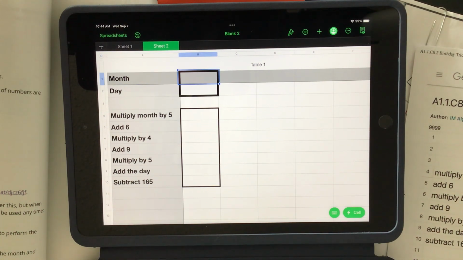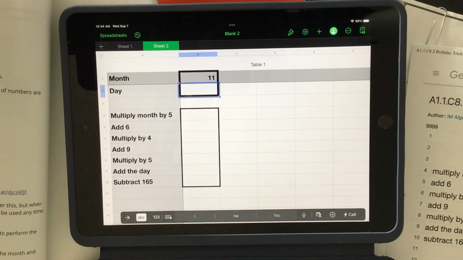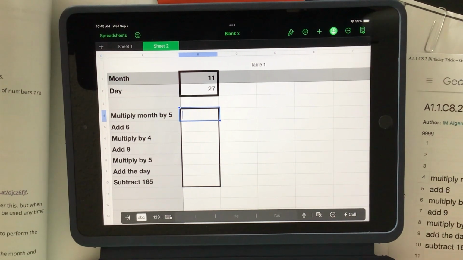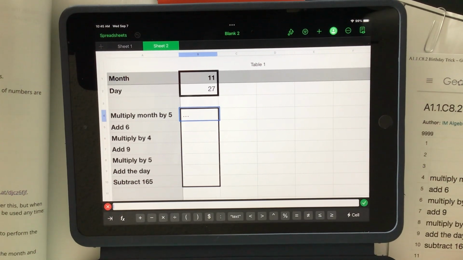All right, so let's say today is November 27th. What formula would I type in when it says multiply month by 5? Now obviously I know that's 55, but let's use the formula. What do I type in first? Equals. Not a minus. Equals.